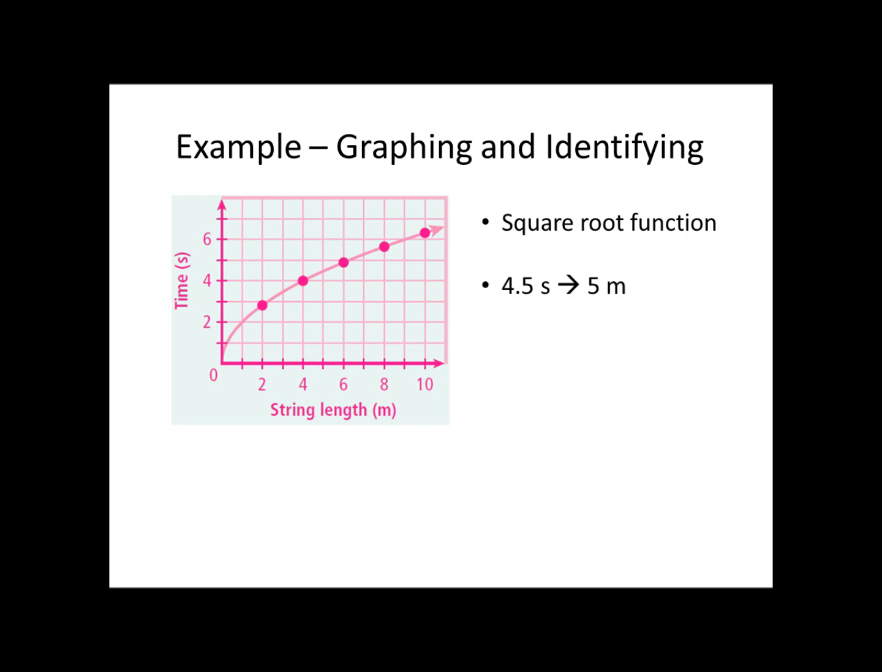Now, what about that 4.5 seconds? If we go to 4.5 seconds on our graph and go over to the graph, that means that we would need to have a pendulum that's approximately 5 meters long. If we go the other way, if we know we have a 9 meter long string, we go over to 9 meters on the x-axis, go up to our curve. That 9 meter pendulum should take 6 seconds to complete a swing.